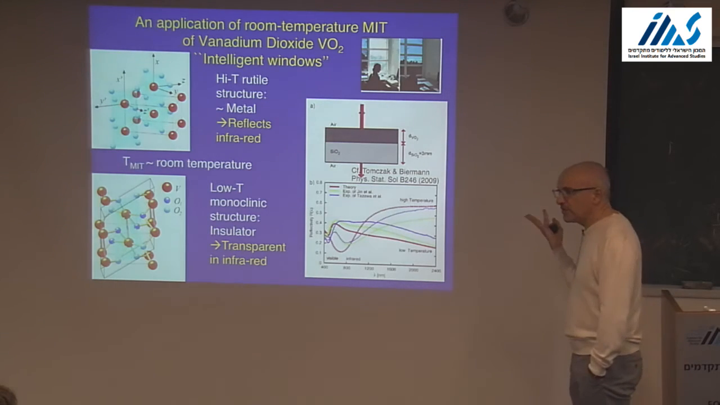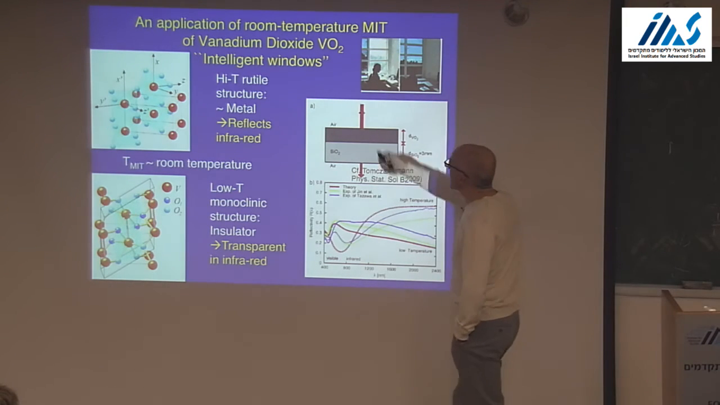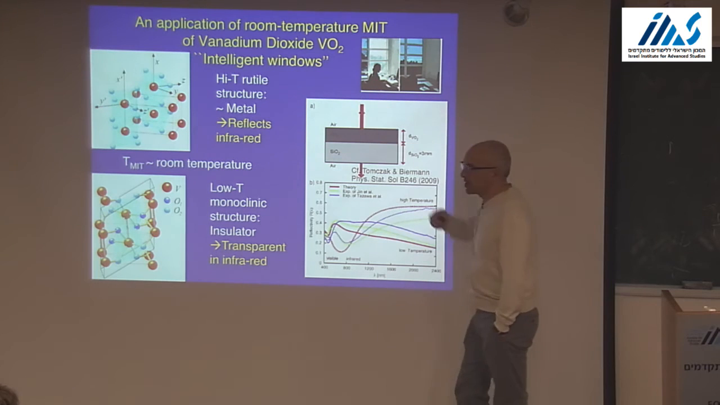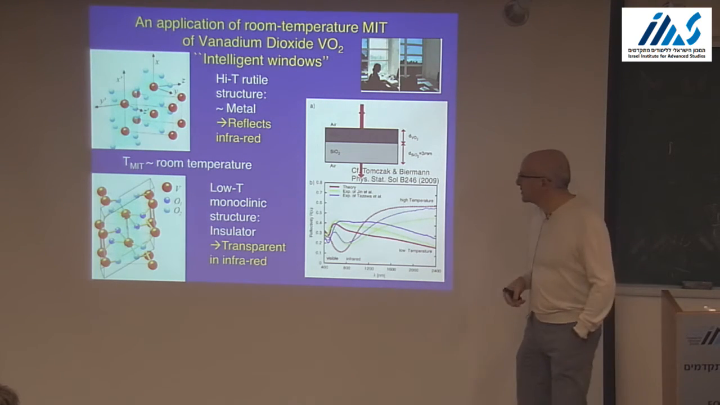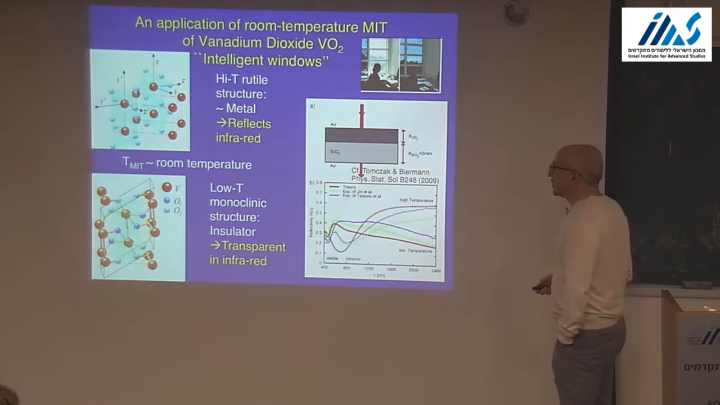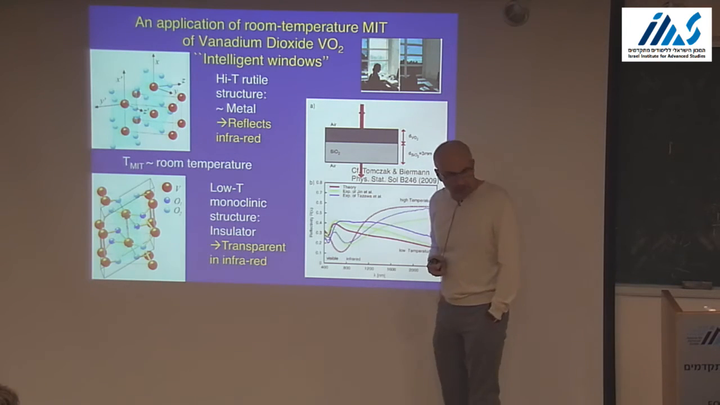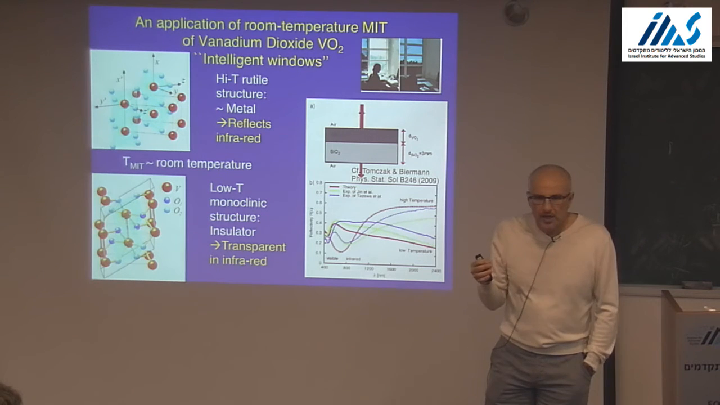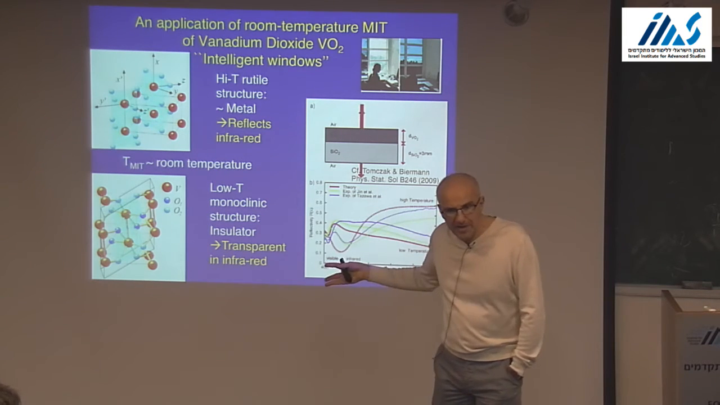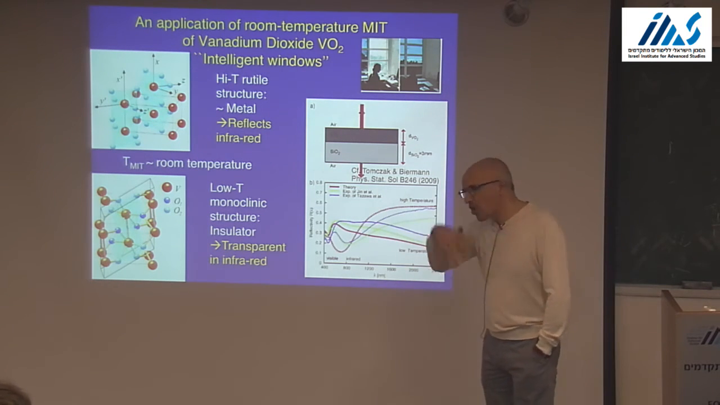And it can even be useful for something. This is a closely related oxide, vanadium dioxide. I'll just finish this and then answer your question if I can. In this material, the metal insulator transition turns out to be very close to room temperature. So that's actually useful, for example, to coat windows.